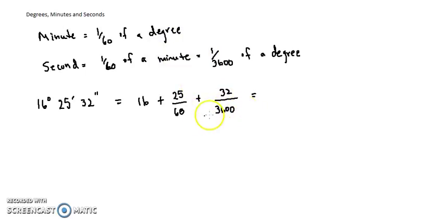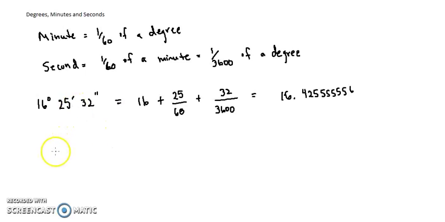Okay, so we just use these unit measures here to convert it. So you put that in your calculator, be careful with the fractions, and do it all at one time. You're going to get 16.4255555, and so on. And we'll worry about where to round that in a later section. But that's the idea: you have your whole part, this part's over 60, this part's over 3600.